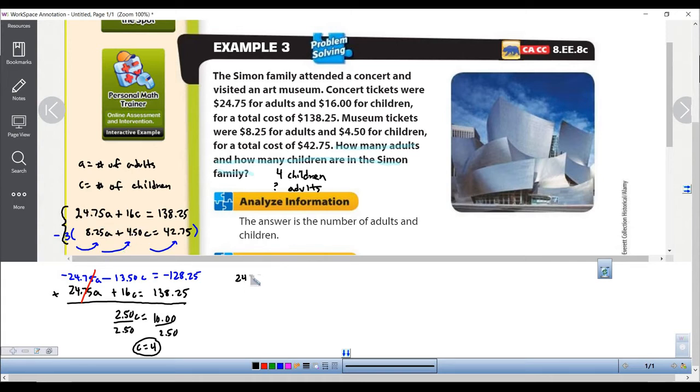All right, so let's just go ahead and go to this top equation here. So I have 2475 times the number of adults plus 16 times the number of children. But what do I now know? I now know that C is equal to 4, right? So right here, instead of this C, I put 4 equals 138.25. So now I'm going to solve this equation for A. Well, 16 times 4 is 64. Okay, and then what am I going to do? Then I'm going to go ahead and subtract 64 from both sides.